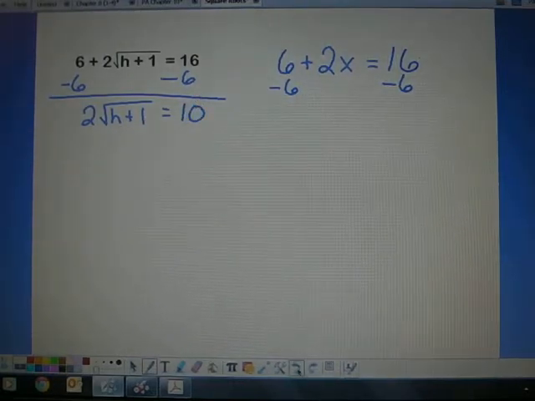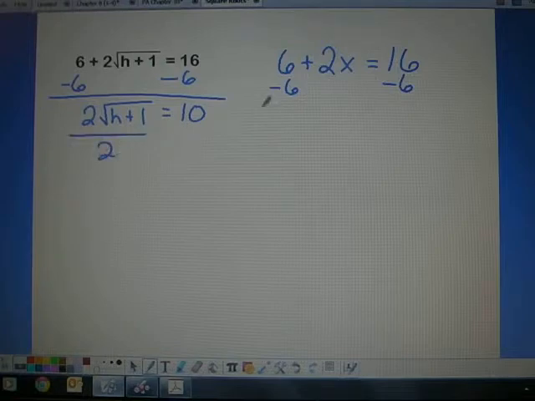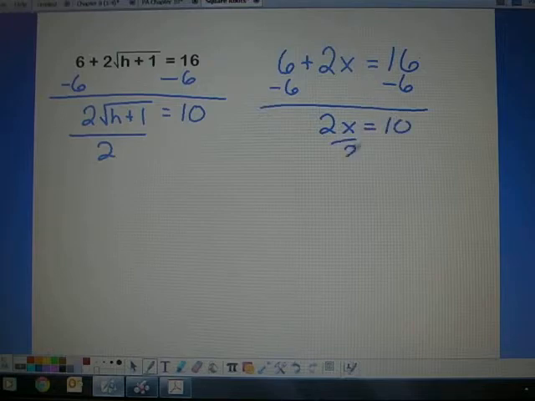Oops, sorry, that was right. We should have a 10. 16 minus 6 is 10. And then divide both sides by 2. Just like over here, I would then divide both sides by 2. Okay. So we get square root of h plus 1 equal to 5.